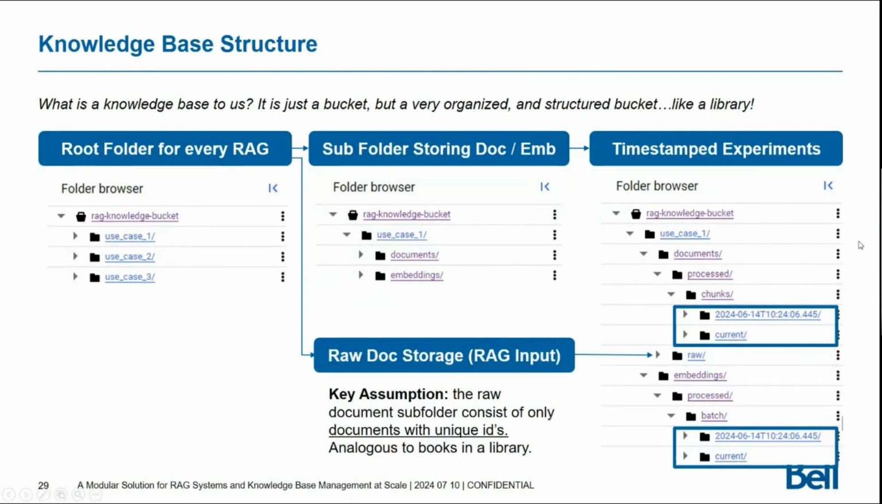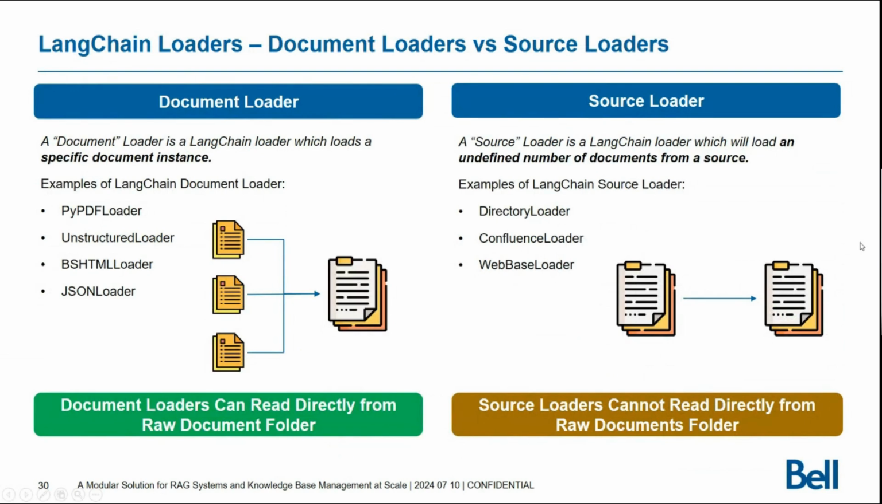So now we can talk about mechanisms for getting raw documents into that raw documents folder. So we kind of have to talk about LangChain. And if you remember, I was talking about LangChain being specifically in that pre-processing data flow job. So at Bell, we've divided the LangChain loaders into two major categories.